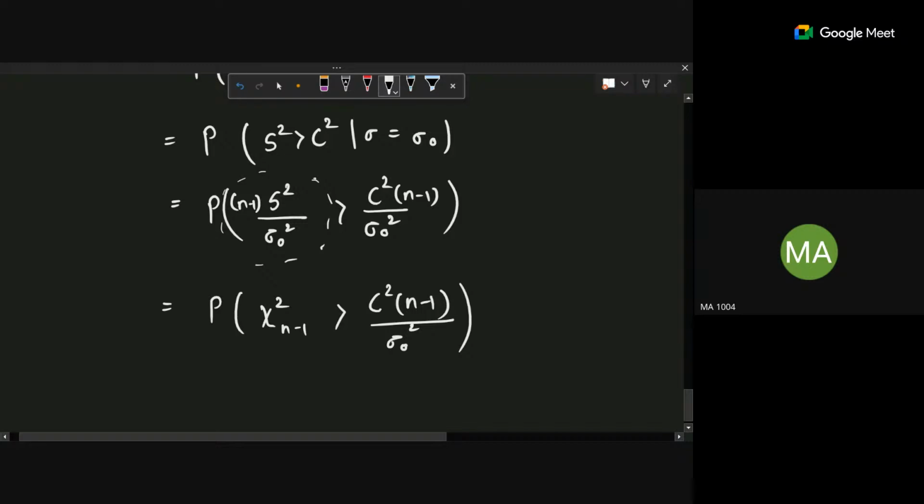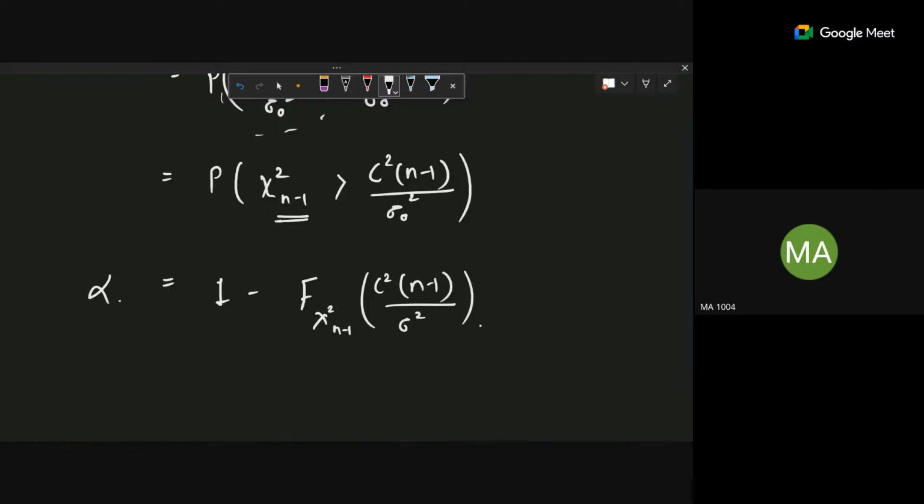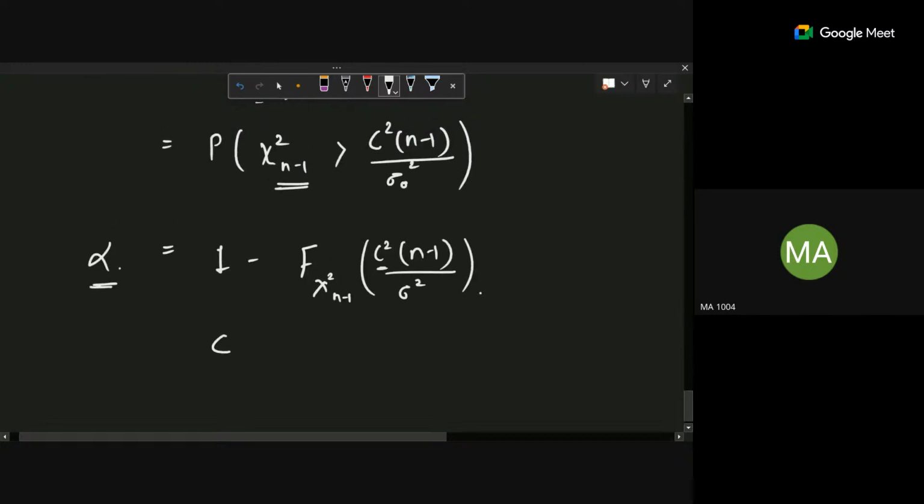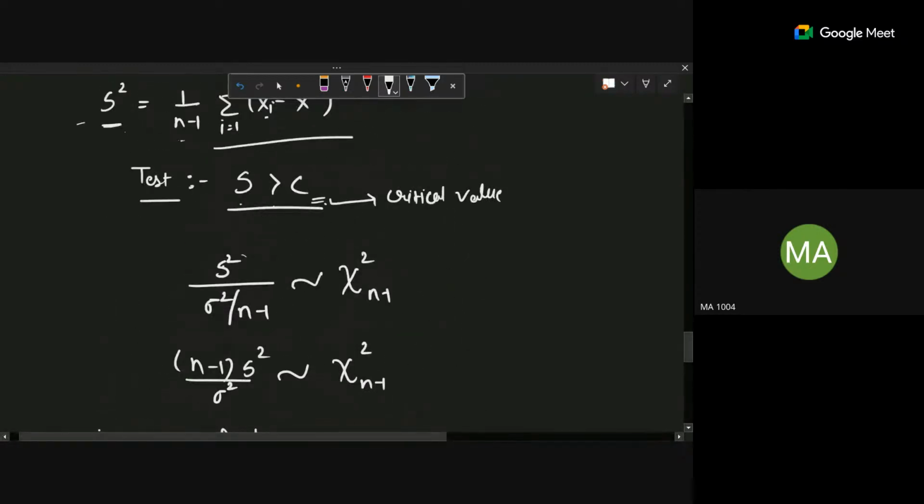As this is a distribution, obviously it has a PDF and CDF, and we will have 1 minus F chi-square of n minus 1 at C square times n minus 1 by sigma naught square. That will be our significance level. If the significance level is pre-decided, then using this we can find the value of C. Once you get the value C equal to C naught, from the sample you can check your sample statistic S and check whether S is greater than C. If it is greater than C, you will reject your null hypothesis. Otherwise, you will accept your null hypothesis. That's how we decided our test statistic.